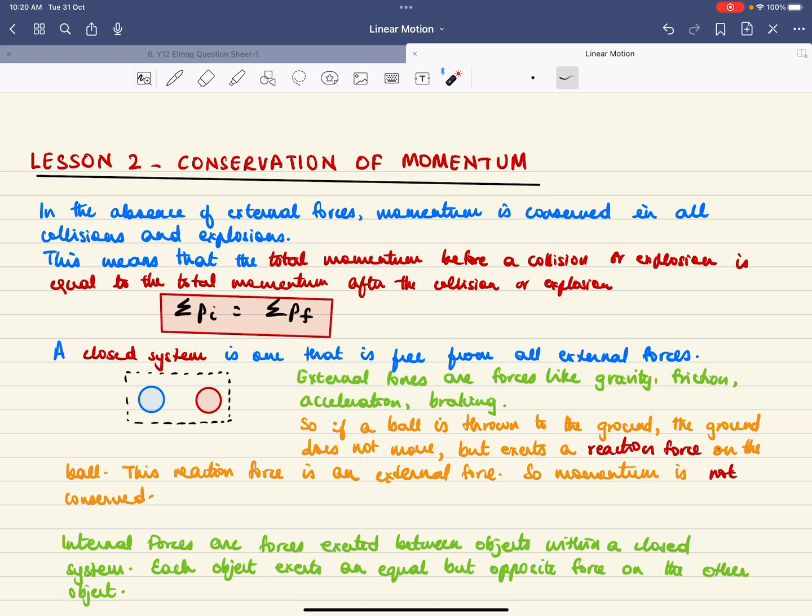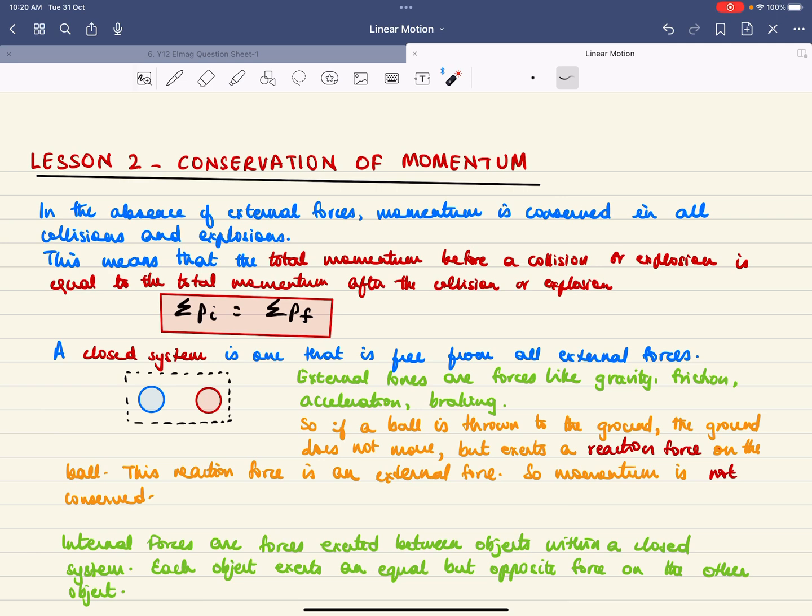Now, there is what's called a closed system that is free from all external forces. What are external forces? These are forces like gravity, friction, acceleration, braking. So if a ball is thrown to the ground, the ground does not move, but it exerts a reaction force on the ball. Now this reaction force is an external force, so momentum is not conserved.